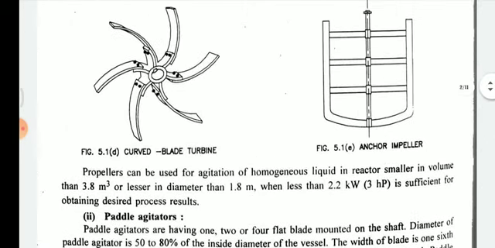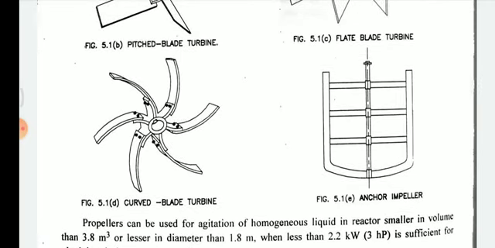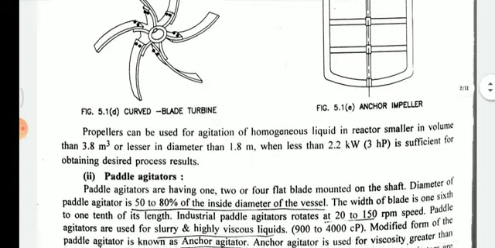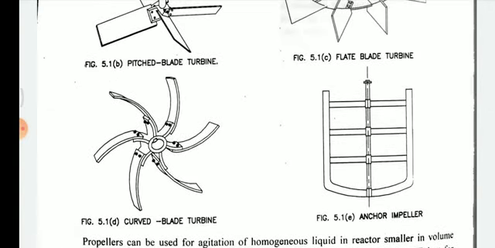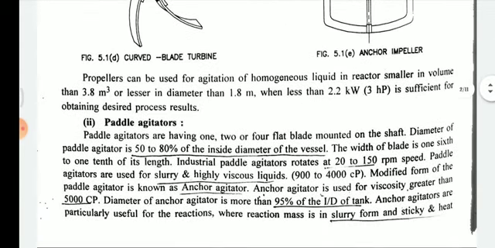It is shown in figure 5.1. Paddles are available in various ranges and various designs; you can simply see that. Generally, the modified form of the paddle agitator is known as the anchor agitator, and the anchor agitator is used for viscosity greater than 5000 centipoise. If the viscosity is more than 5000 centipoise, then it is used.